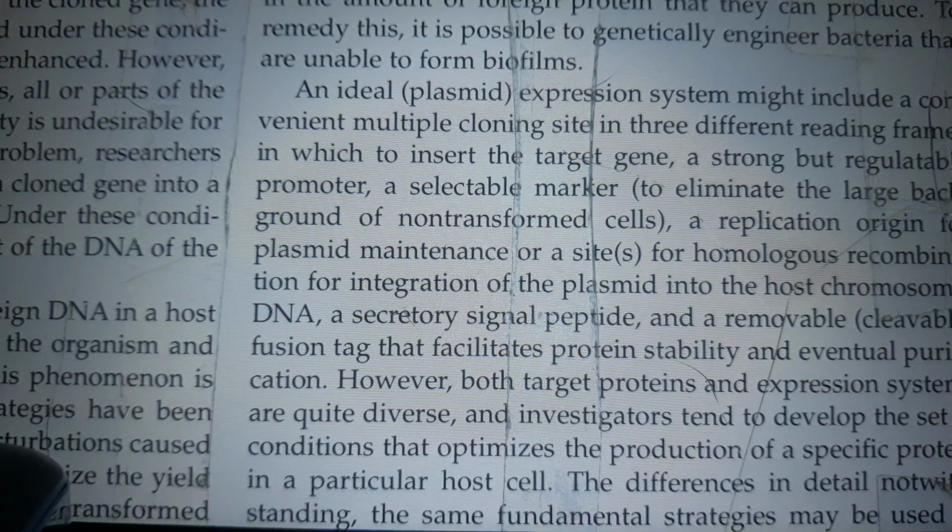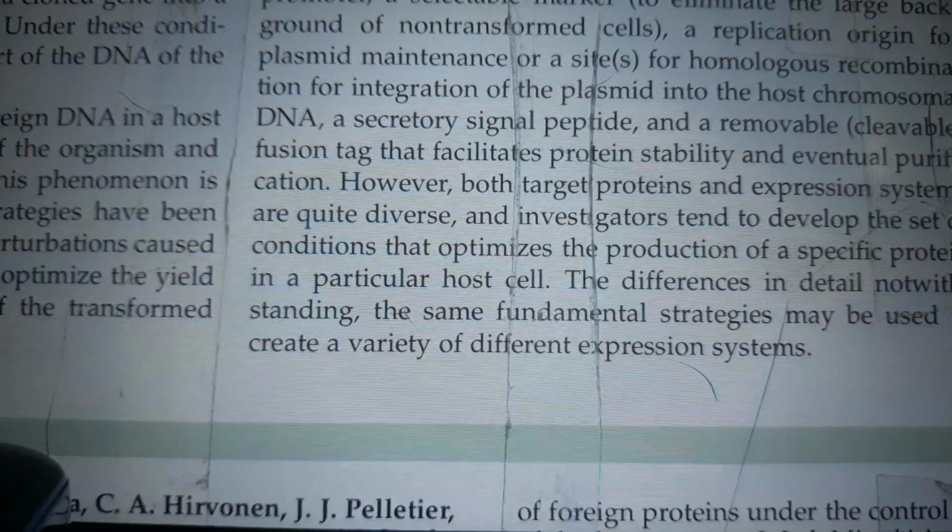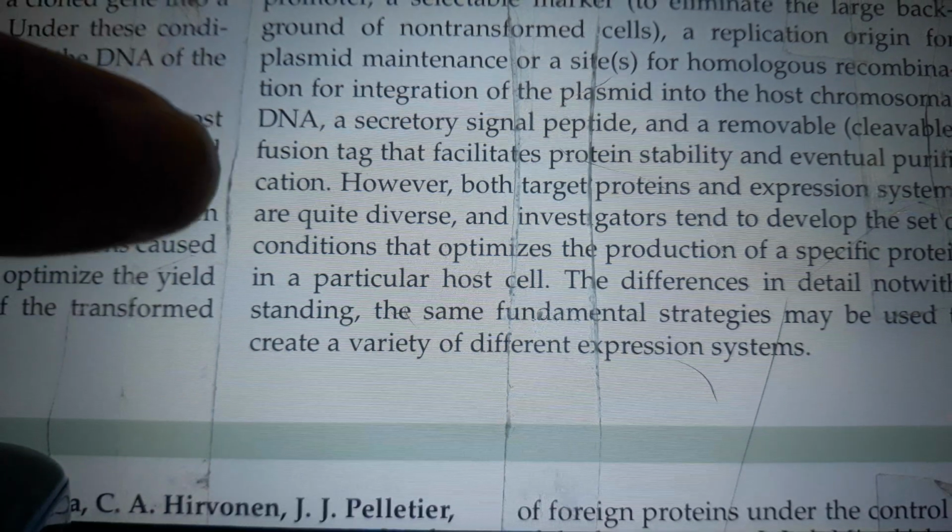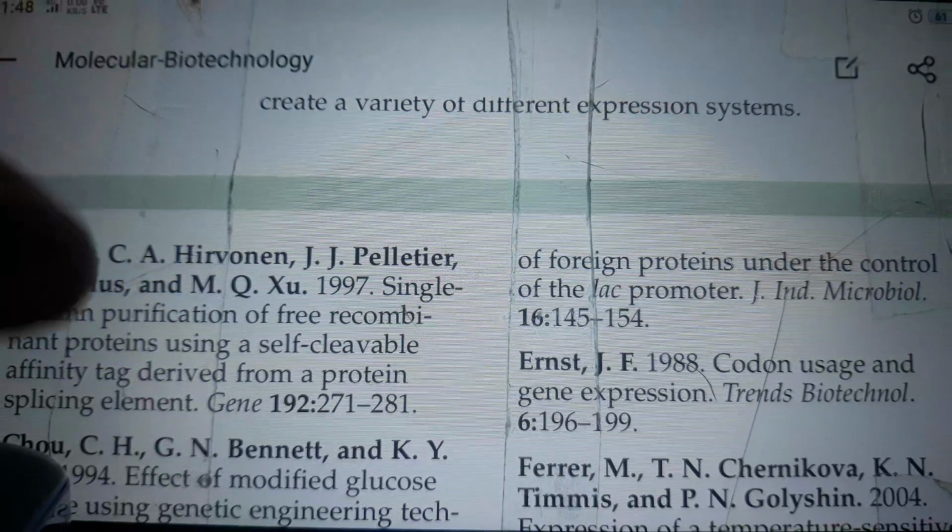An ideal plasmid expression system might include a convenient multiple cloning site in three different reading frames in which to insert the target gene, a strong but regulatable promoter, a selectable marker to eliminate the large background of non-transformed cells, a replication region for plasmid maintenance, or a site for homologous recombination.